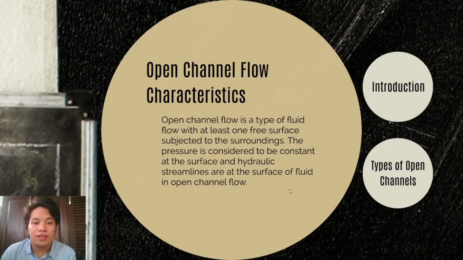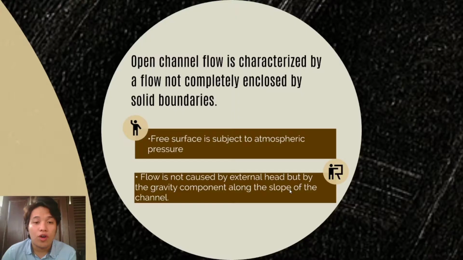Open channel flow characteristics. Open channel flow is a type of fluid flow with at least one free surface subjected to the surroundings. The pressure is considered to be constant at the surface, and hydraulic streamlines are at the surface of the fluid in open channel flow. Open channel flow is characterized by a flow not completely enclosed by solid boundaries. The free surface is subject to atmospheric pressure. Flow is not caused by external head but by the gravity component along the slope of the channel. Open channel flow occurs when there is a gravitational pull on the flow of the water.